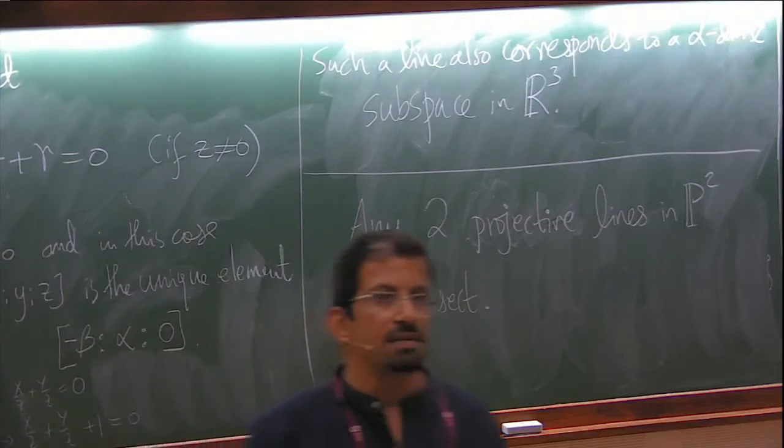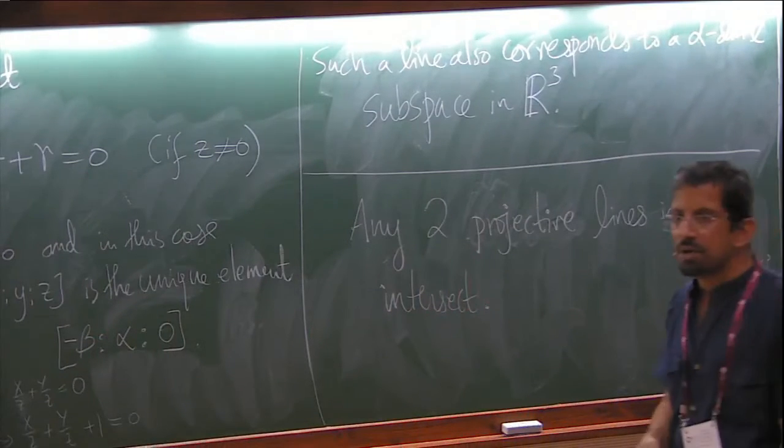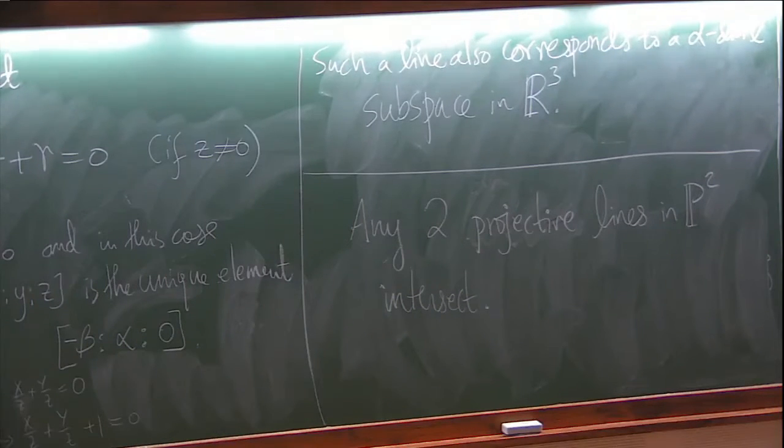So any two lines in P2 intersect, no matter what. There is simply no special case. Whereas that's not the case in R2, because in R2, two parallel lines don't intersect. In fact, there's a more general theorem that is true, which is that any two curves in P2 intersect, but for that I have to first define what a curve is. So very quickly, let me now talk about curves in P2, and then I'll try to wrap up the lecture.